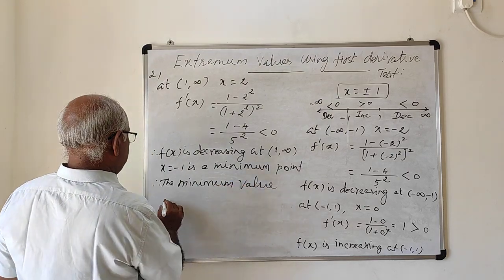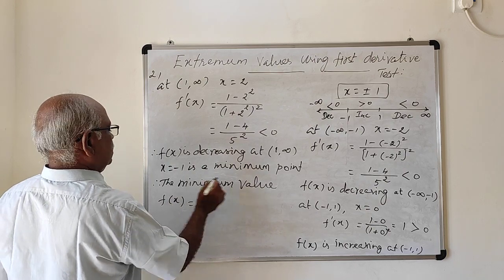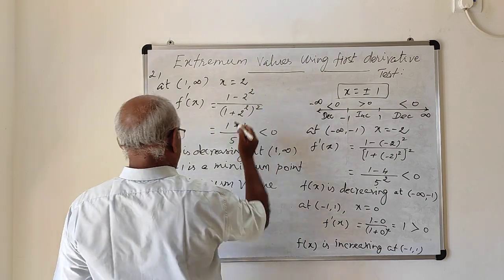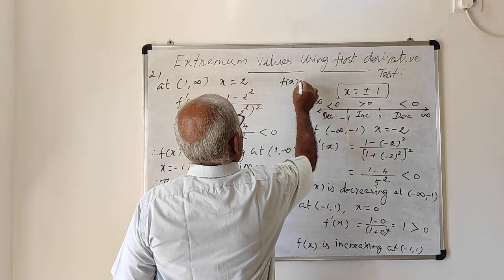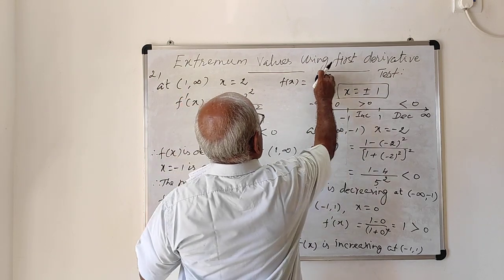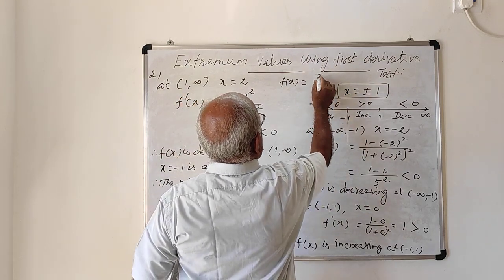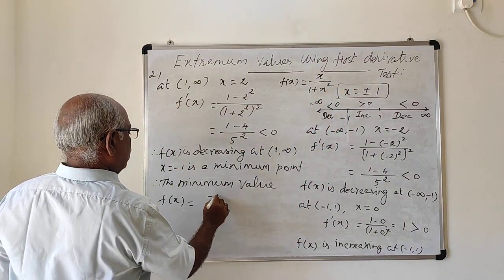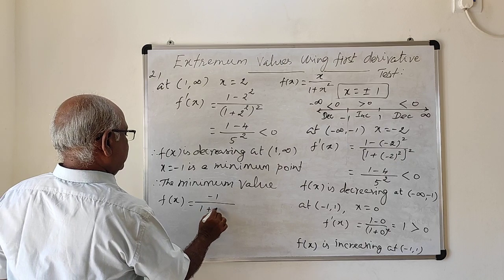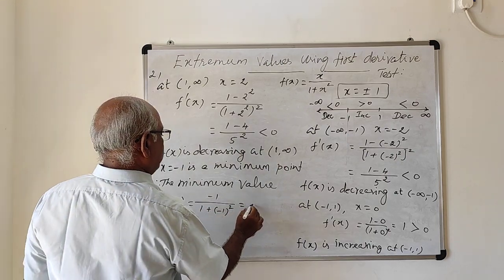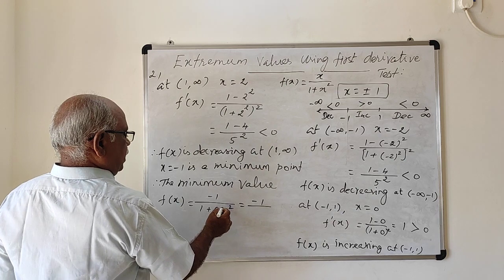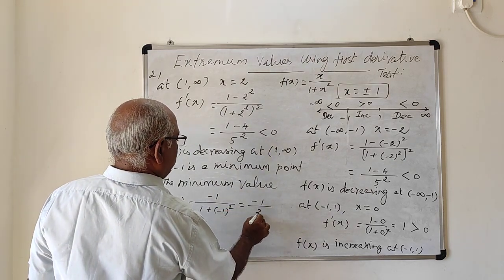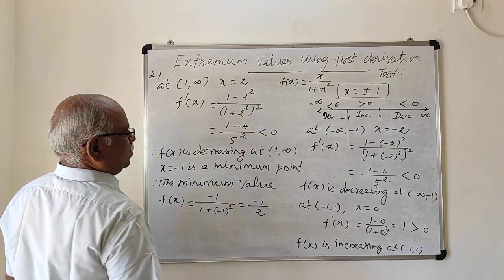The minimum value of f of x is f of minus 1. Given f of x is x by 1 plus x square. Therefore, f of minus 1 is minus 1 by 1 plus minus 1 square, that is minus 1 by 1 plus 1, 2. Minus 1 by 2. The minimum value is minus 1 by 2.